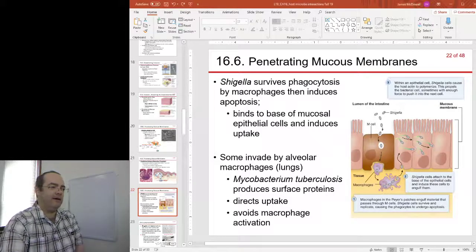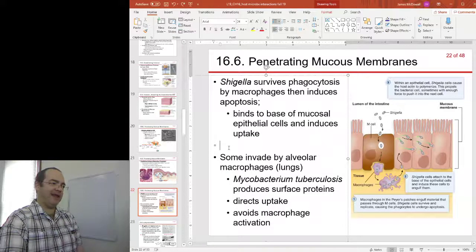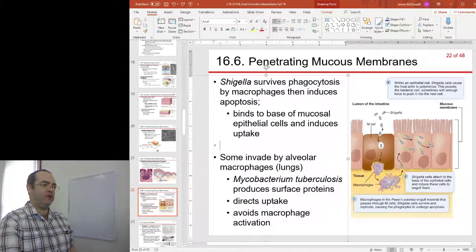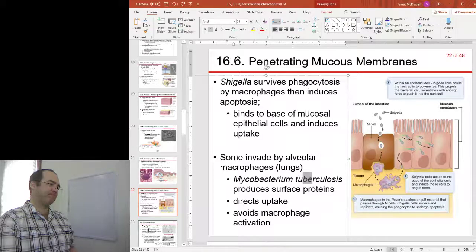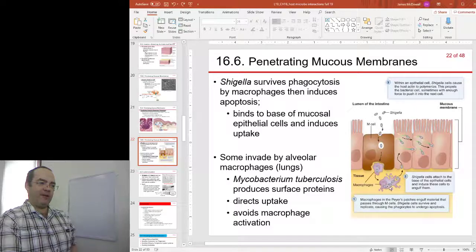There are many kind of cunning strategies employed by bacteria to get inside our cells. Tuberculosis, for example, produces a protein that causes it to be uptaken. It avoids macrophages in the case of tuberculosis. Let's look back at our Shigella. Our Shigella and Listeria are two very similar bacteria. They direct their uptake, they escape the macrophage, and they infect the cells of the epithelium.